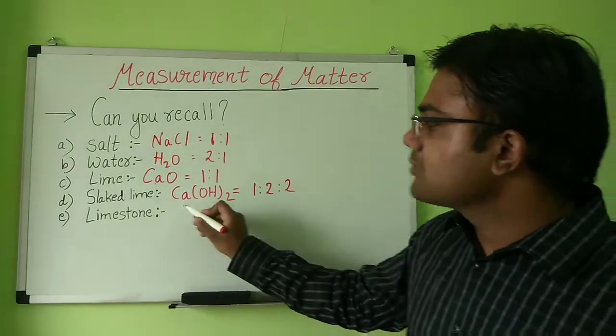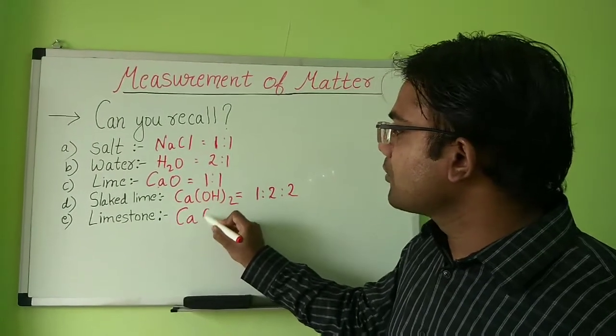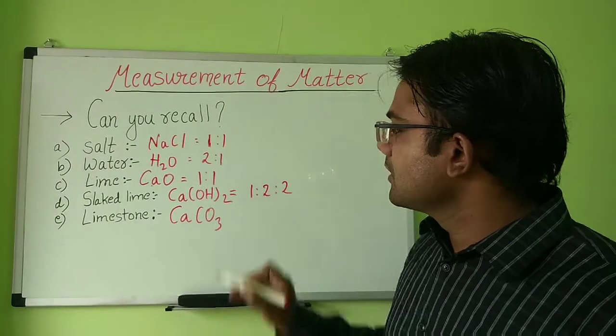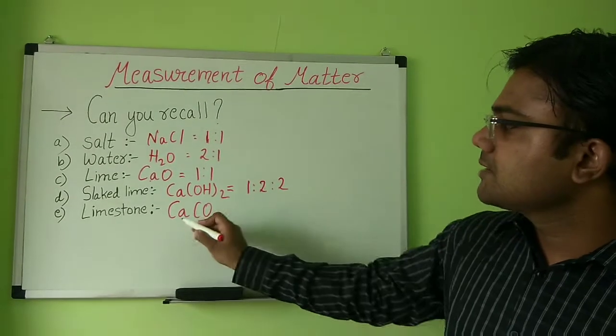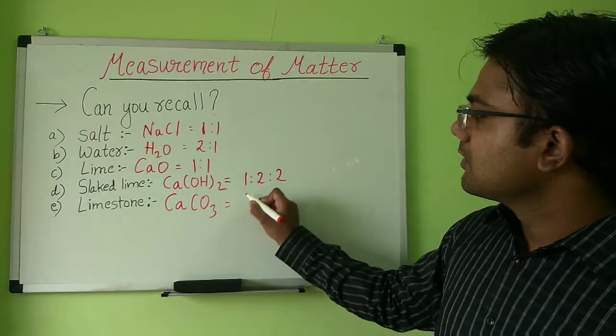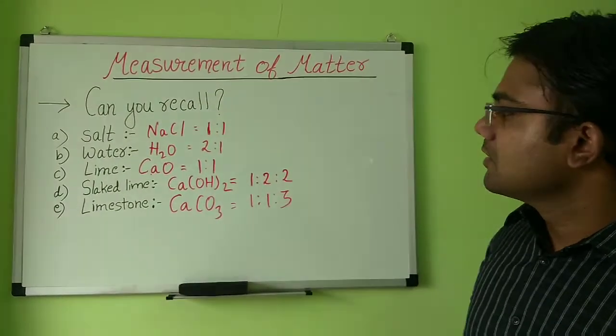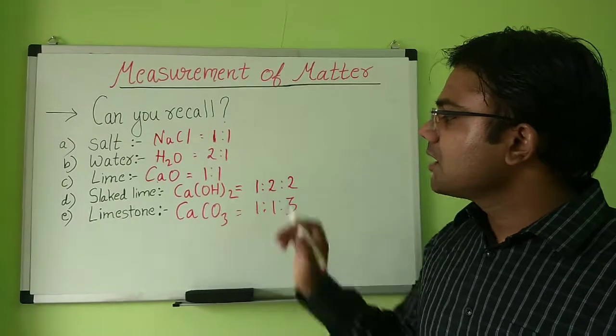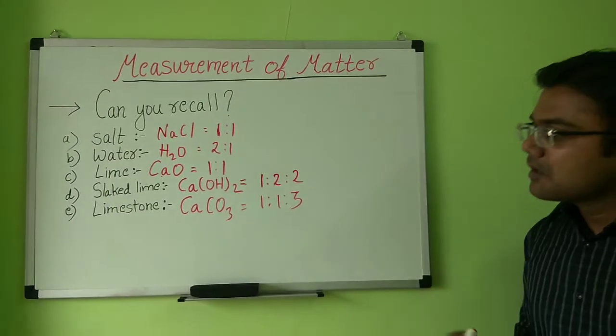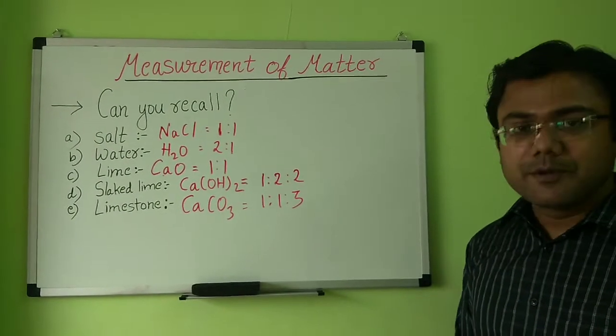Now limestone. Limestone is calcium carbonate, CaCO3. Here three atoms are involved, calcium, carbon and oxygen. 1 calcium, 1 carbon and 3 oxygen. This is the simplest ratio of calcium carbonate. These types of many more compounds we have seen in the previous class.